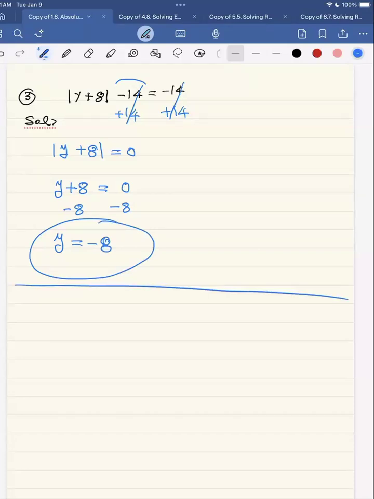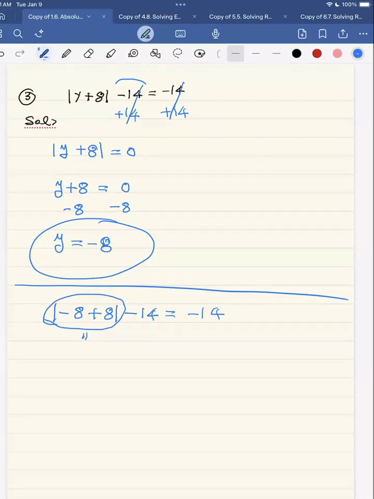To verify, you can plug in: the absolute value of minus 8 plus 8, minus 14 equals minus 14. So what it says is this absolute value part was indeed 0 after we get the solution, and we have negative 14 equals negative 14, which is true. So this answer is correct.